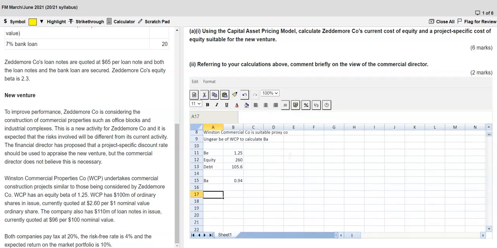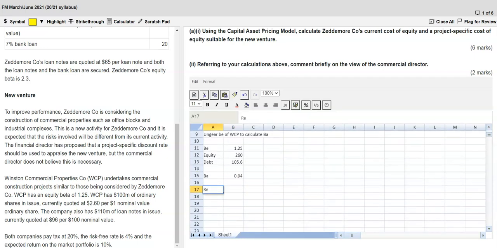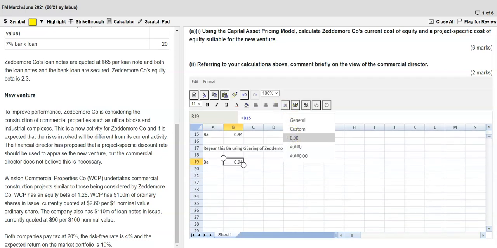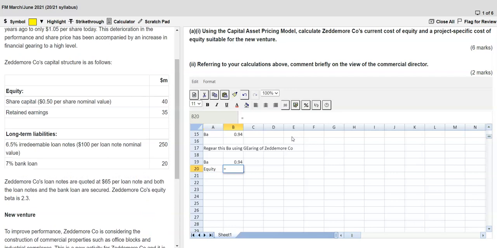So now what we will do is regear this beta asset using the gearing of Z company. So beta asset is given. Let's calculate the equity. That is equal to 40 million over 0.5 into 1.05, which is 84.